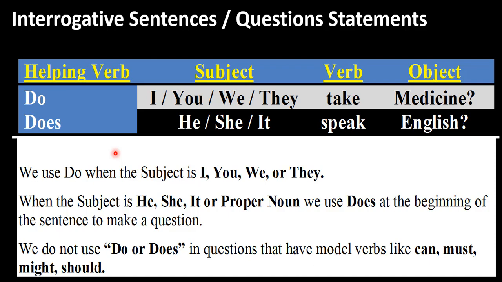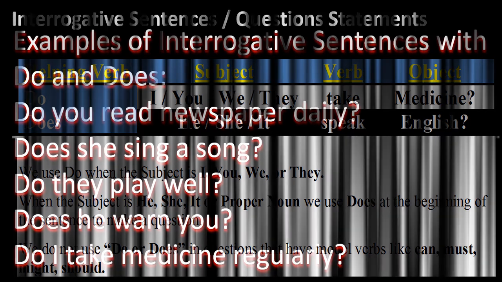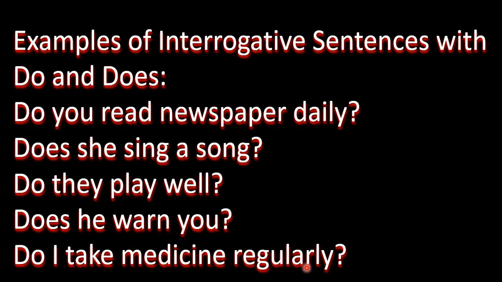So you can clearly look at the difference between do and does, where we will use do and where we will use does. We use do when the subject is I, you, we, or they. And when the subject is he, she, it, or a proper noun, we use does at the beginning of the sentence to make a question. We do not use do or does in questions that have modal verbs like can, must, might, should.